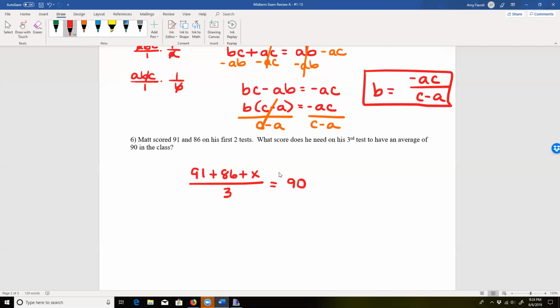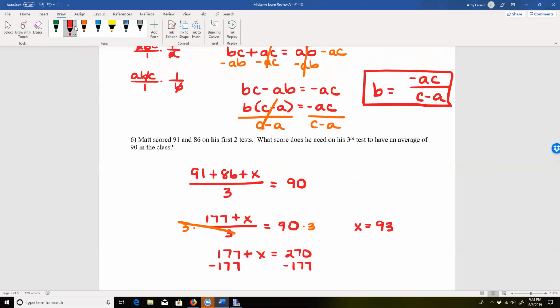91 plus 86, so let's see, that would be 177. So I just went ahead and combined like terms in the numerator. I can clear my fraction by multiplying both sides of the equation by 3. So that would get rid of that. So we now have 177 plus X equals 270. And then if I subtract 177 from both sides, then I have that X equals 93. So he would need a 93 on test 3 in order to have an average of 90 in the class.